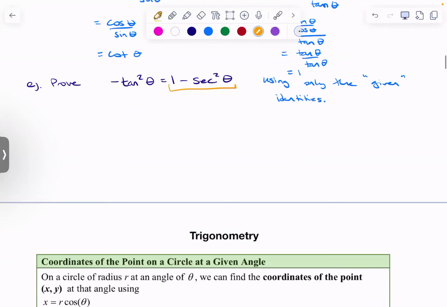Manipulate one side to look like the other. So my goal is to morph this into a negative tan squared theta.